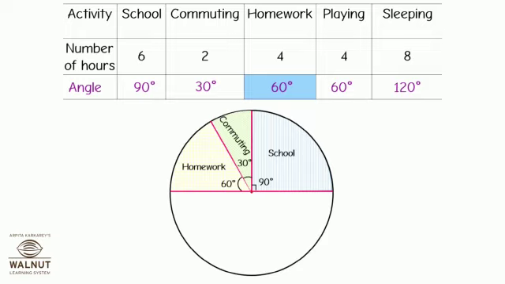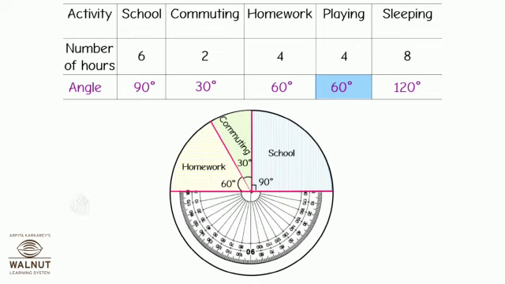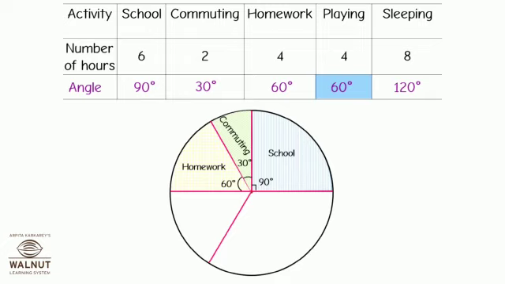The next one is playing. So the angle corresponding to playing is again 60 degree. So what you will do, you take the protractor, keep the protractor on the last line you drew. There you keep the protractor and mark angle 60 degree. And you write 60 degree and you write there playing.